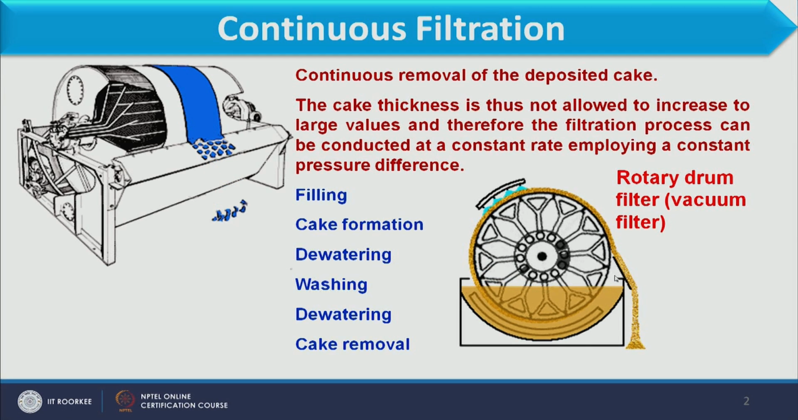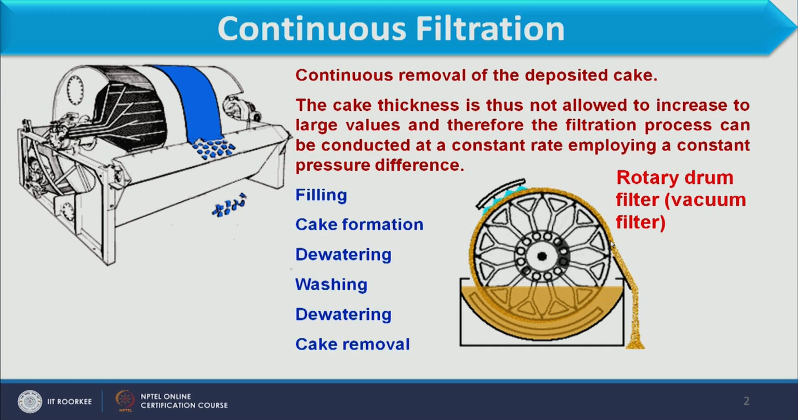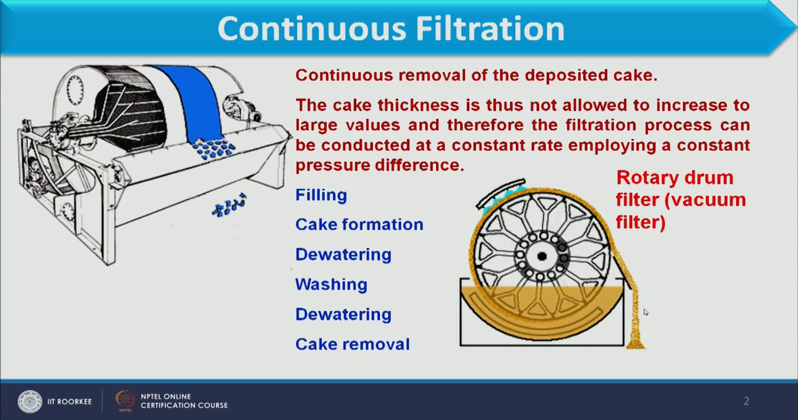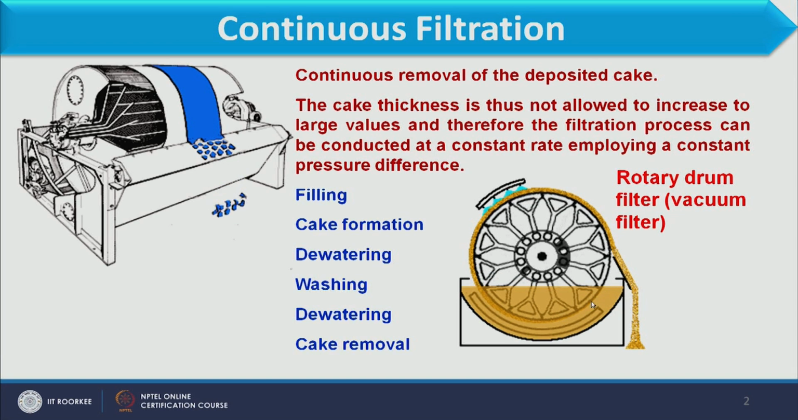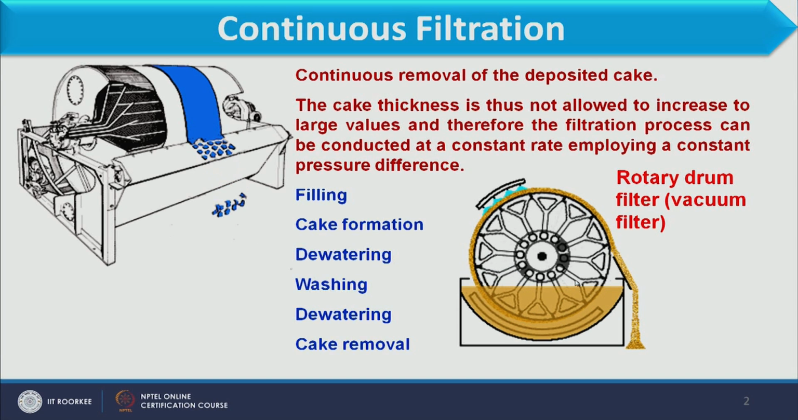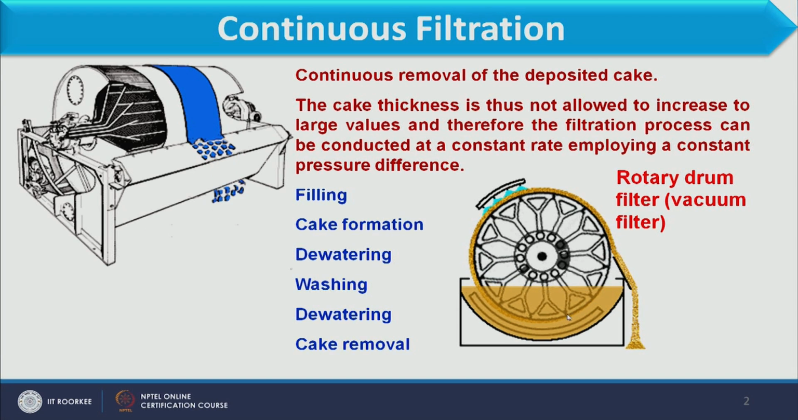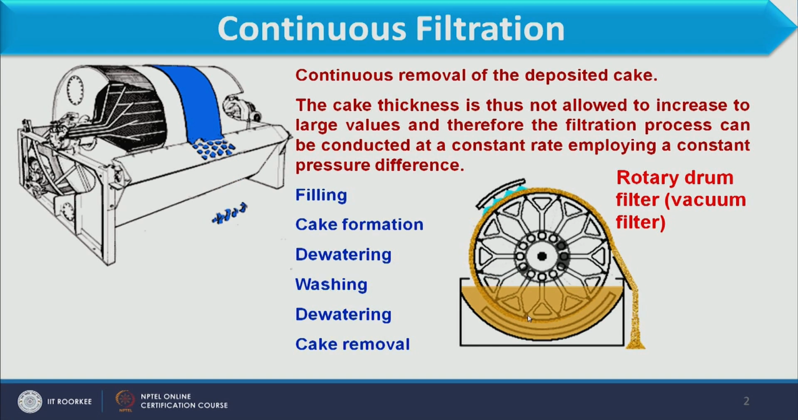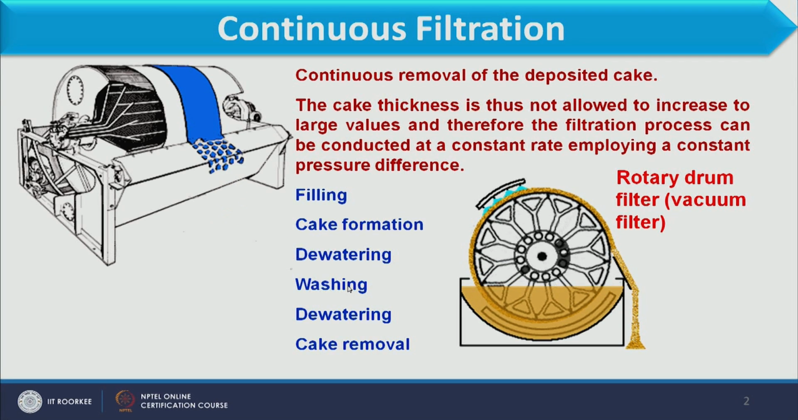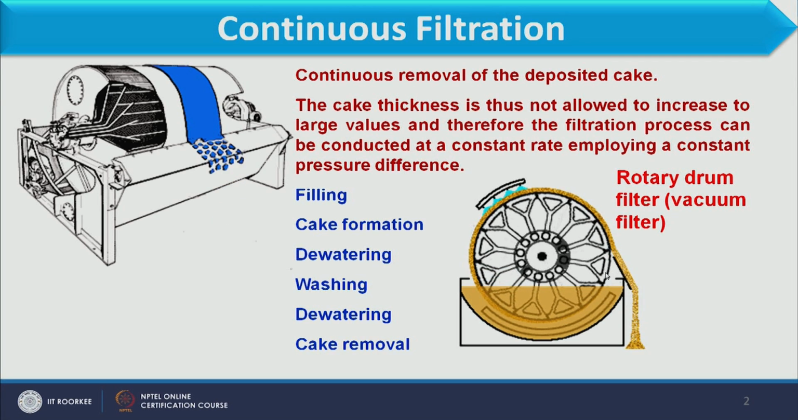And after that, here we have the knife which is continuously removing this cake. So once it is again submerged into the slurry, the cake formation starts. So it enters as an almost fresh drum. So you see, all these steps are involved in the batch process also and in the rotary process also.